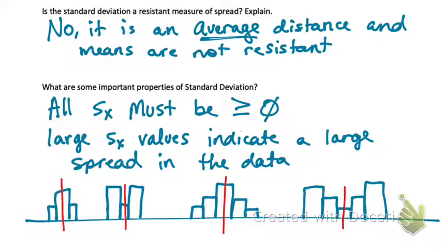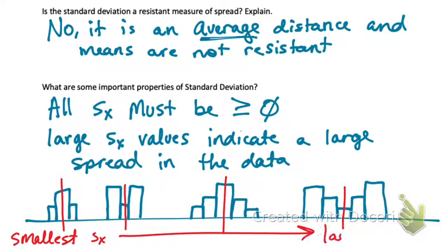Looking at this one, I am staying close to the mean most of the time, but there are some times where I have to go further out than this one. So this one would have an even bigger standard deviation than this one. And then this guy, I'm having to go a far distance very often in both directions. This one has the biggest standard deviation. Make sense? So these are in order from smallest standard deviation to largest standard deviation.